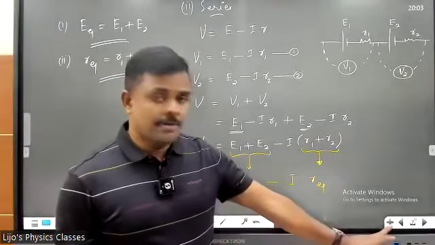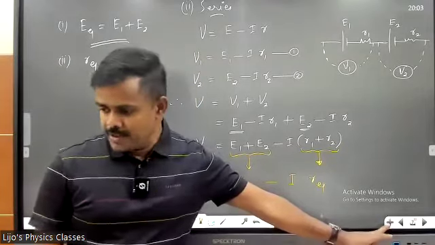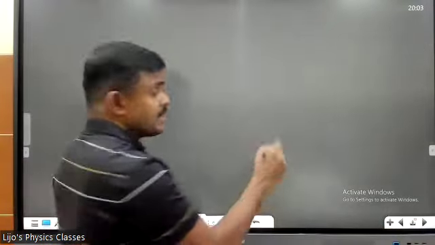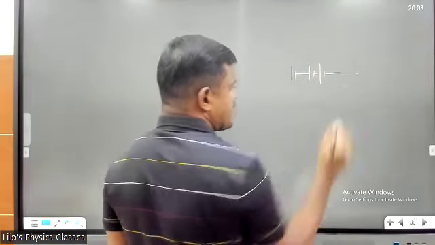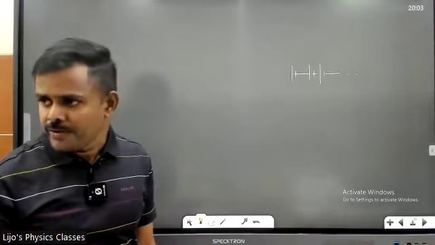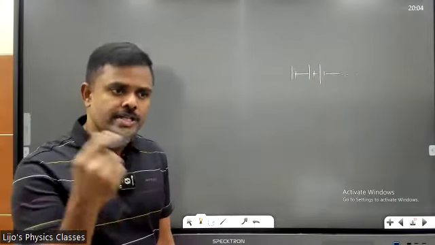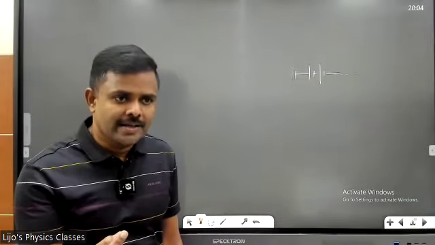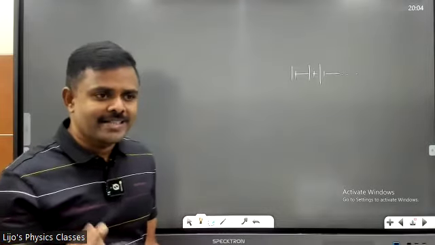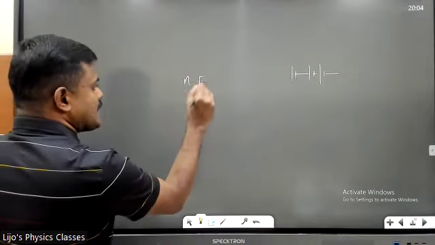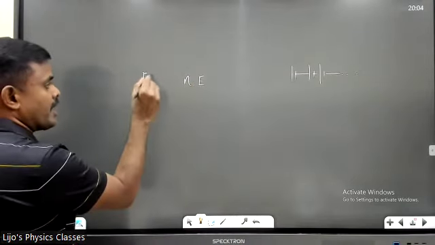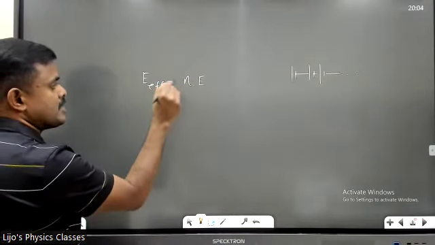Before I do the next topic, look at this. Imagine I have n cells like this. It's a special case. What is the equation for EMF? One cell is E, two cells 2E, three cells 3E. For n cells it is nE. So for n cells in series, the effective EMF is nE.